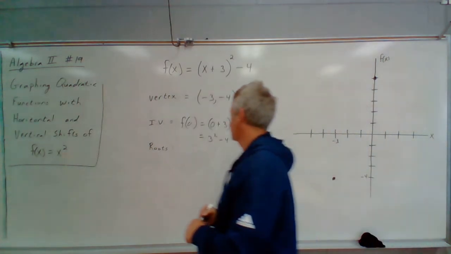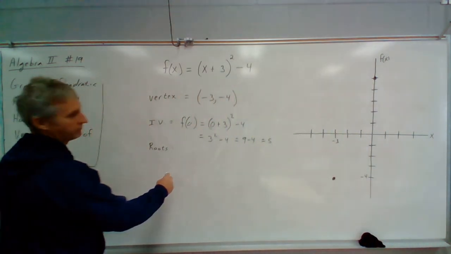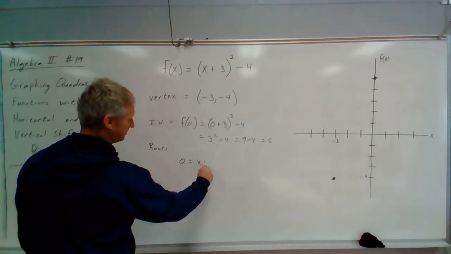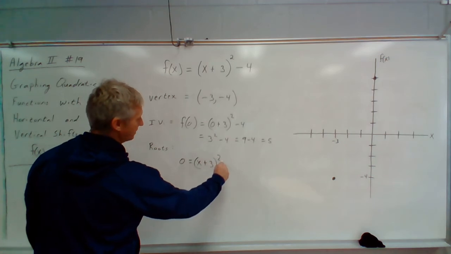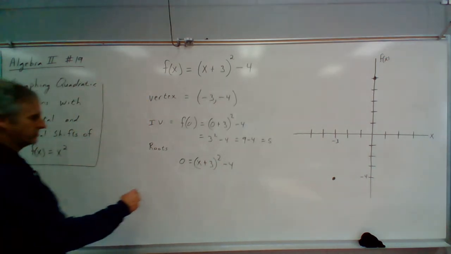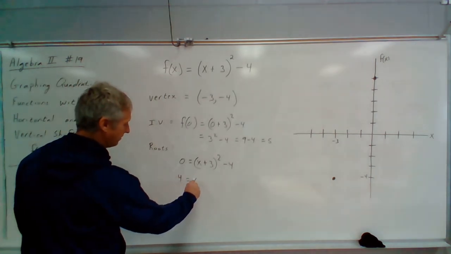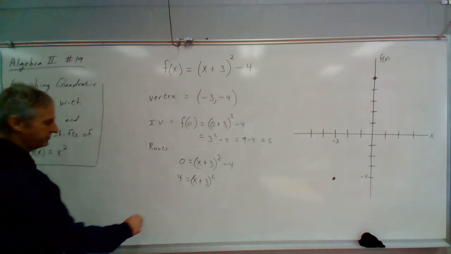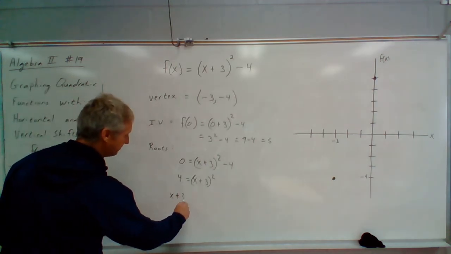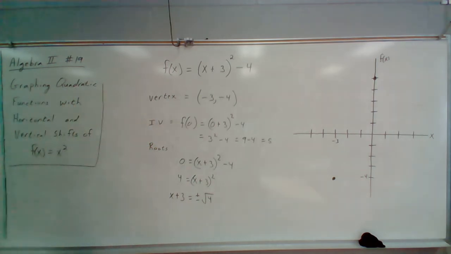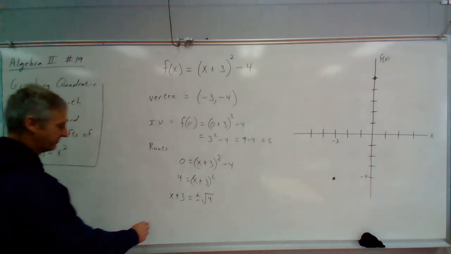What about the roots of my function? Well, to find the roots, I plug 0 in for y. I'll have 0 equals (x plus 3) squared minus 4. You guys know how to solve that. I'm going to add 4 to both sides. Then I'm going to take the square root of both sides. That will give me x plus 3 is equal to plus or minus the square root of 4. I'm going to move the 3 to the other side, subtract 3 from both sides.